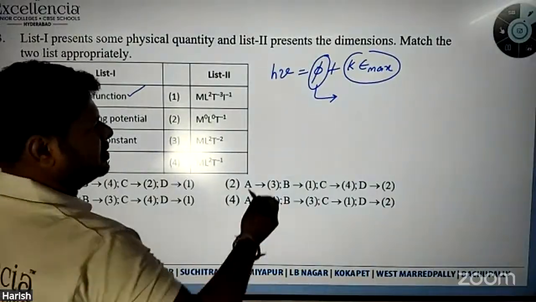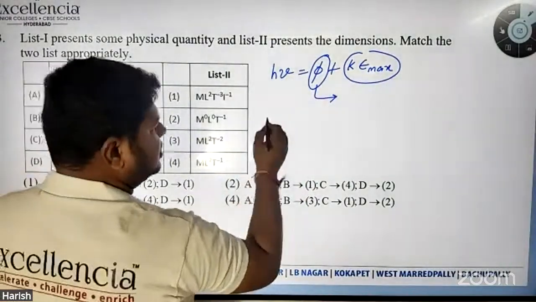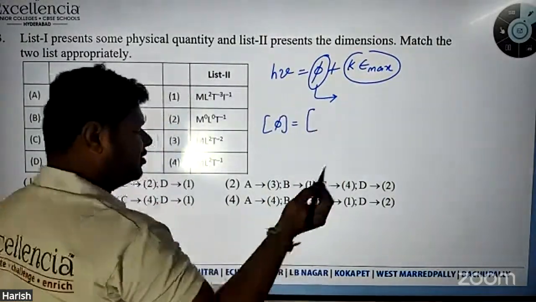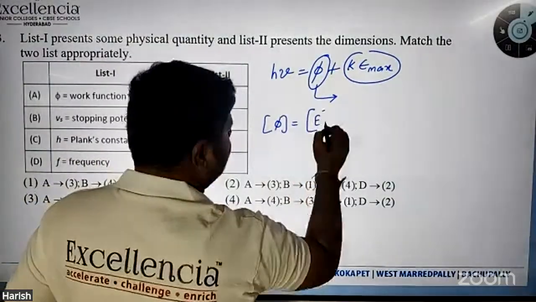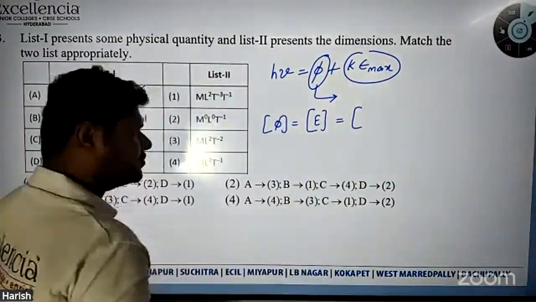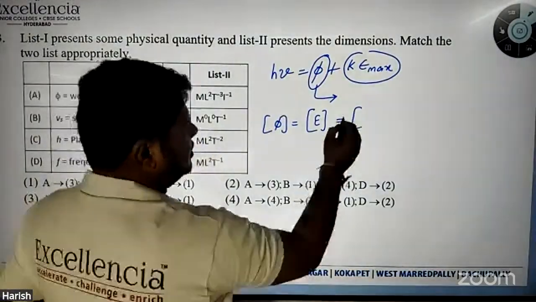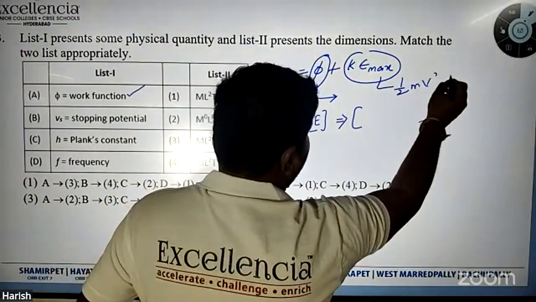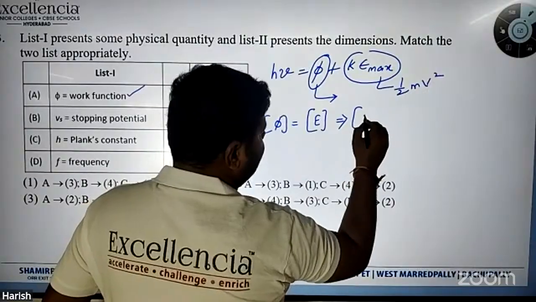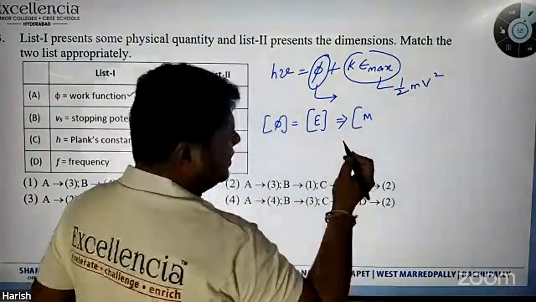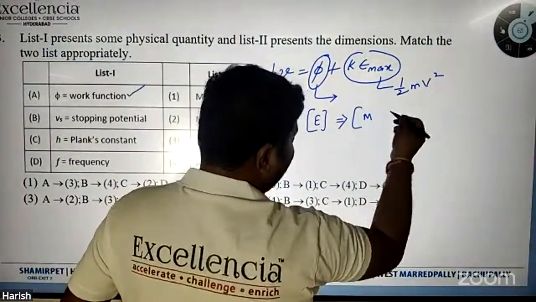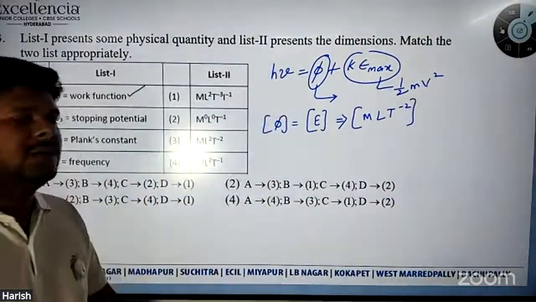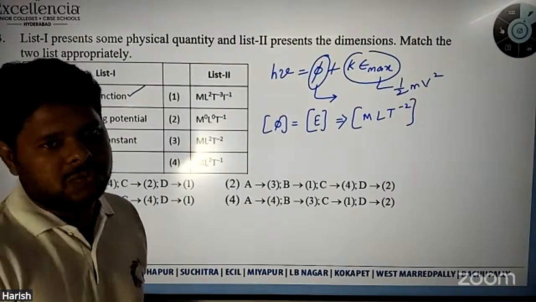So I will use the kinetic energy formula only. The dimensions of phi, the work function, are equal to that of the dimensional formula of energy. You can use potential energy or kinetic energy, any one of them. If I use kinetic energy, the formula is half m v square. So m stands for mass, dimension formula is M, and v stands for speed.